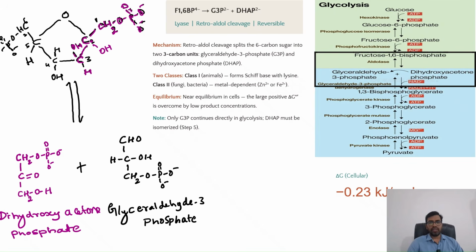Dihydroxyacetone phosphate and glyceraldehyde 3-phosphate are formed in this reaction. Now, this glyceraldehyde 3-phosphate which has been formed can directly enter into other steps of the glycolytic pathway. However, this dihydroxyacetone phosphate which is formed here cannot directly enter. It has to get converted into glyceraldehyde 3-phosphate. That will happen in the next step, which we will observe next.